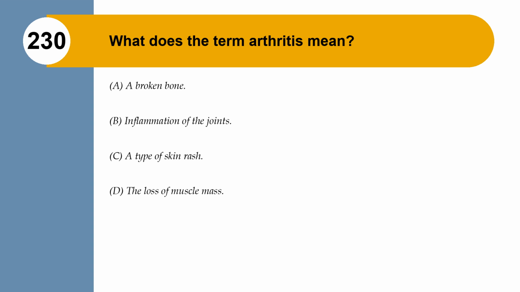Option A, a broken bone. Option B, inflammation of the joints. Option C, a type of skin rash. Option D, the loss of muscle mass.